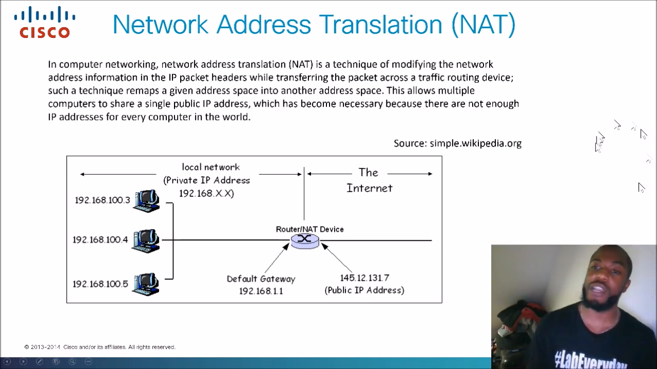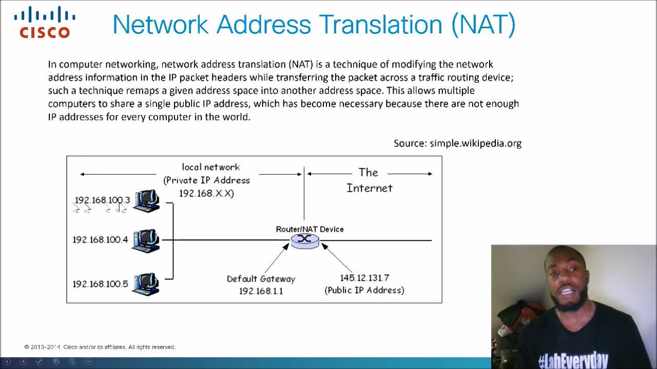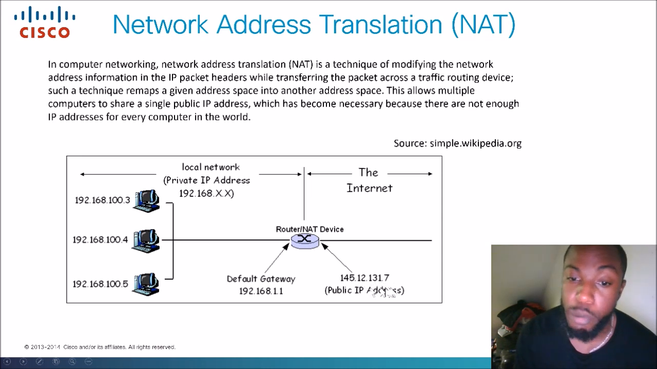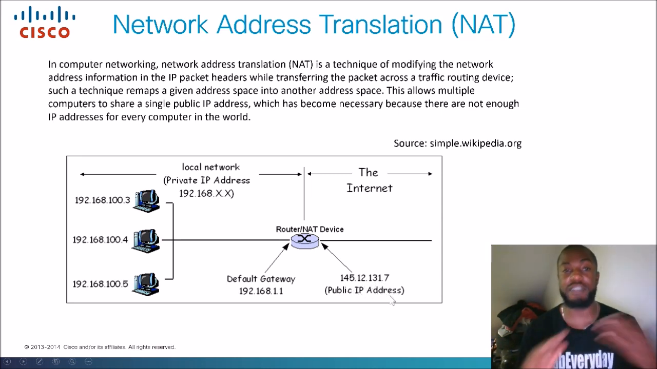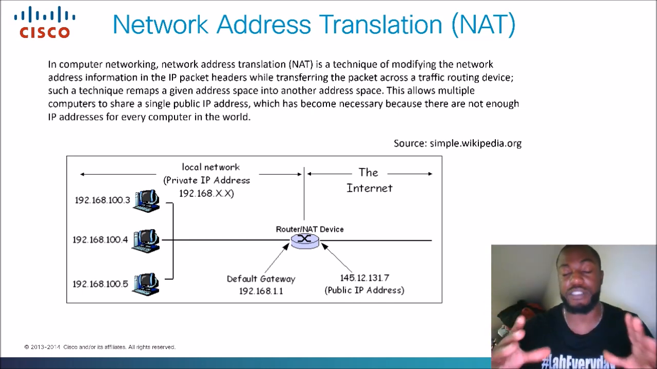So when anybody out on the internet wants to reach us, they have to hit this IP address, not that IP address, right? Because this is our private IP address. These people out here are not going to know our private IP address, because we're masking it with this one single public IP address. This is the basic concept of how network address translation works.